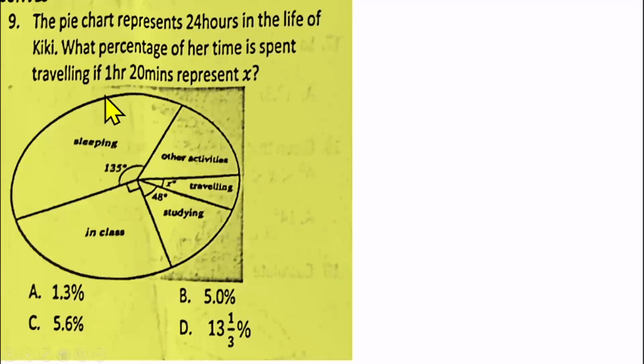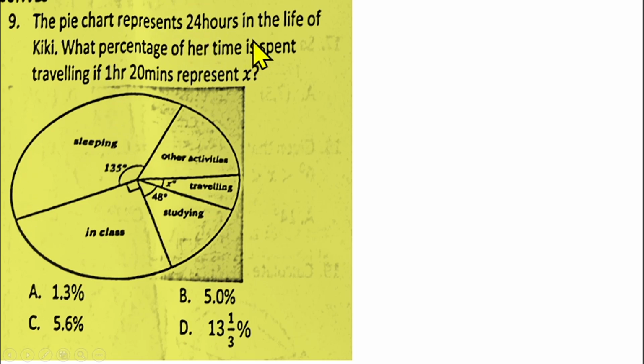Question number 9 is from statistics, in this case from the pie chart. The pie chart represents 24 hours in the life of Kiki. What percentage of her time is spent traveling if 1 hour 20 minutes represents X? This X is the sectorial angle for traveling, so we have to find the percentage of her time that represents this X, knowing that the total is 24 hours.